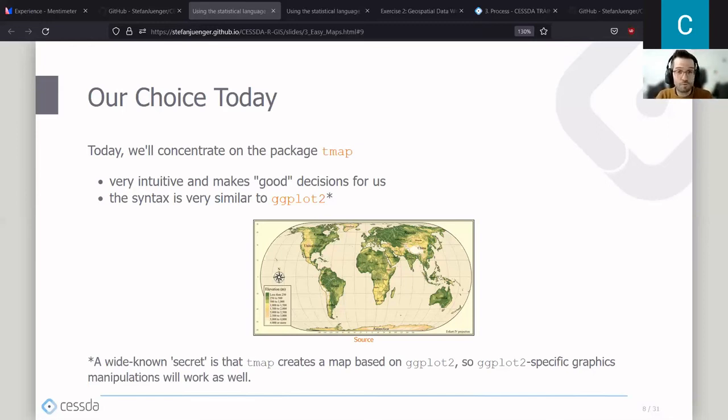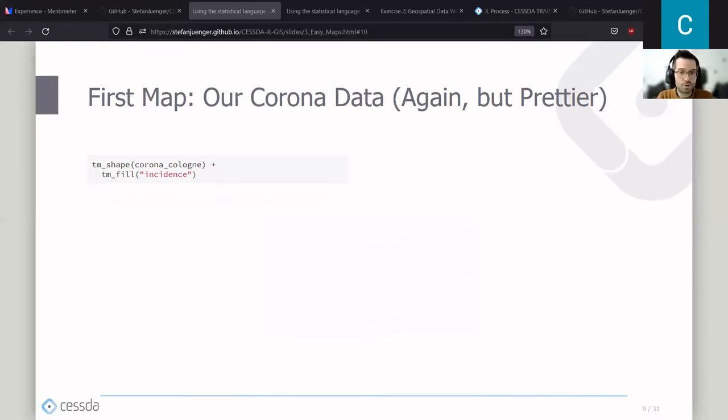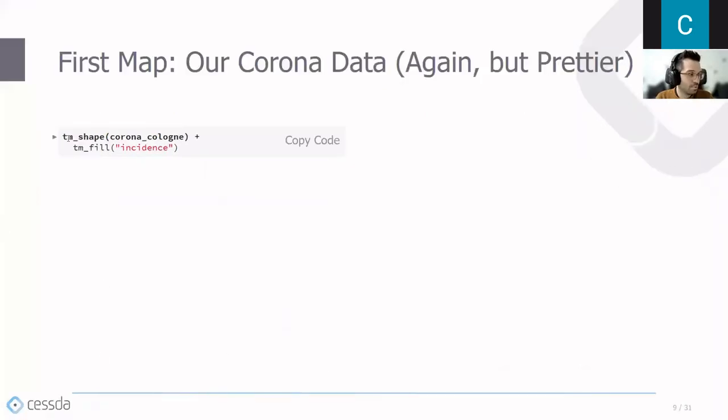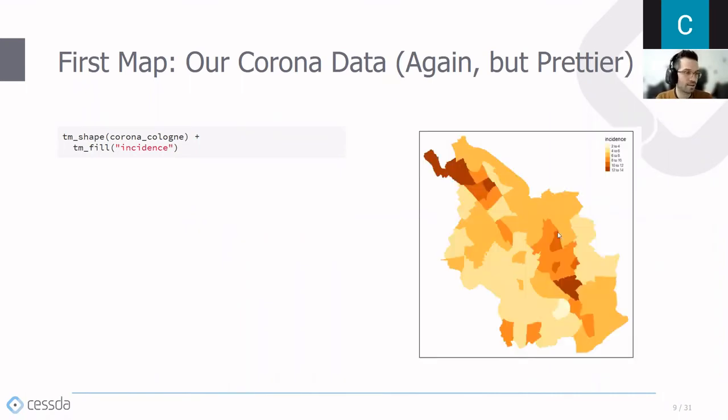So to create our first map in tmap, what you usually need is the definition of the data set. For this purpose, you use the tm_shape function, where you define the data set. Then you use the plus operator to add an actual representation of a geometry. In this case, we use tm_fill, and we then also define the variable. This is the incidence number. So to recreate our first map with a plot function, we use this command, and it creates this map, which looks, at least in my opinion, a bit nicer than just the output from the simple plot function.